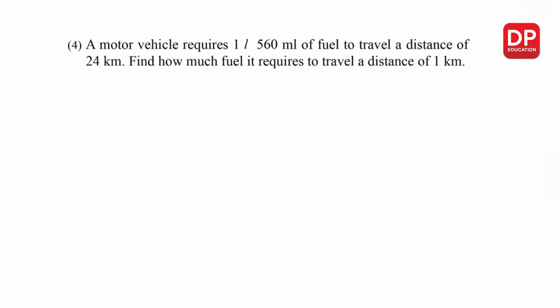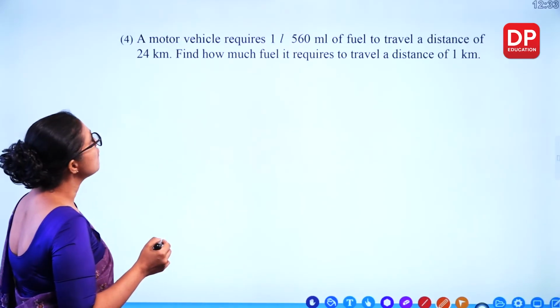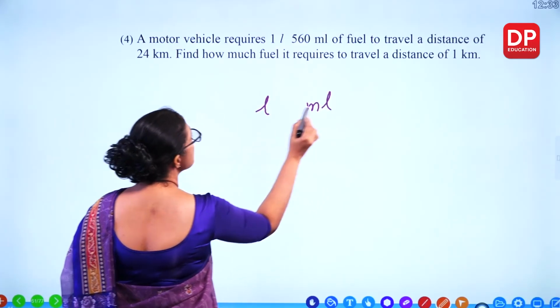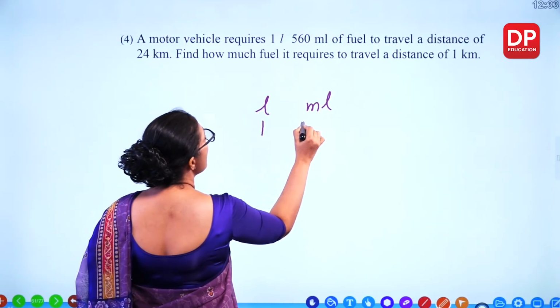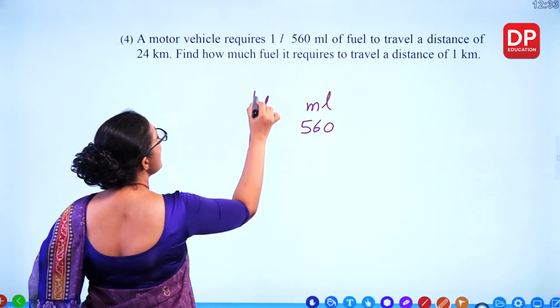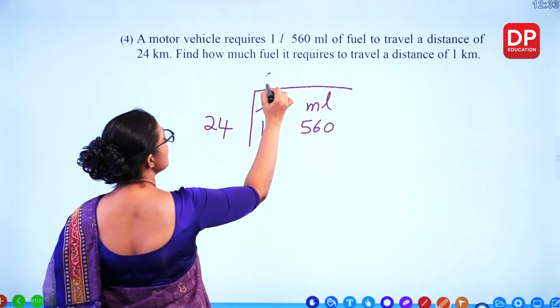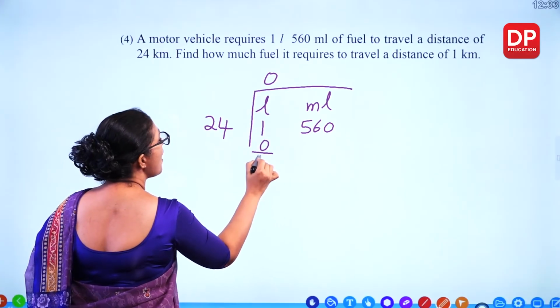Question number 4. A motor vehicle requires 1 liter 560 milliliters of fuel to travel distance of 24 kilometers. Find how much fuel it requires to travel a distance of 1 kilometer. So that means you have to divide this by 24. 1 liter 560 divide by 24. You can't divide. So 1 remaining.